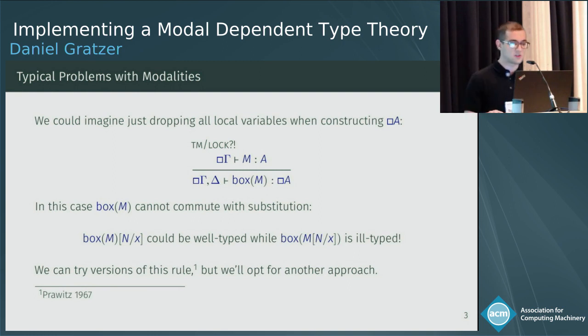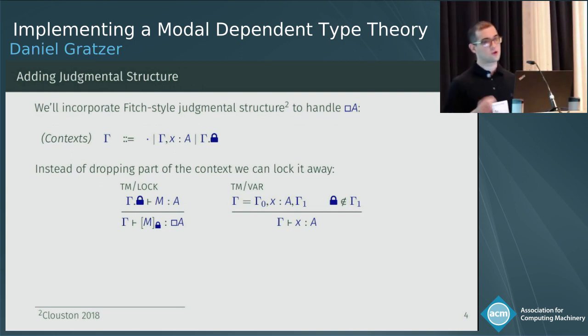But we're going to opt for an entirely different approach, which is just adding judgmental structure to incorporate what box is supposed to mean. So we're going to try the Fitch-style judgmental structure, which basically involves adding something to our contexts. So contexts are no longer just lists of variables. Instead, they're interspersed with this lock symbol. And the lock symbol is a tag saying we're not allowed to use anything behind it.